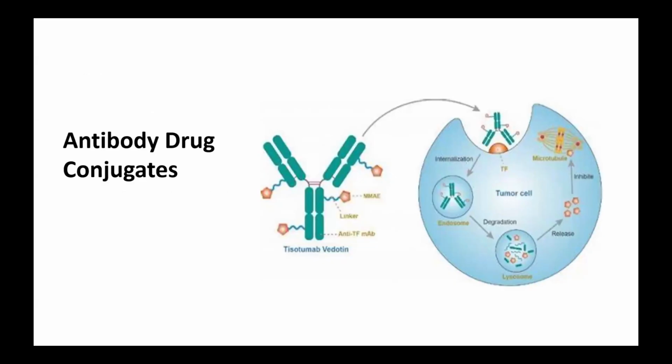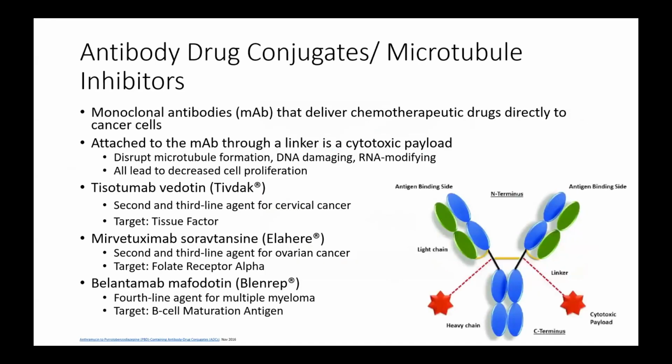And my final class that I'm going to talk about today are the antibody drug conjugates, which are the newest agents. Antibody drug conjugates are monoclonal antibodies, so similar to the checkpoint inhibitors. However, they are designed differently. They deliver chemotherapeutic drugs directly to cancer cells. So as you can see here on the bottom right, you have a monoclonal antibody that is directed against an overly expressed surface protein on a cancer cell surface.